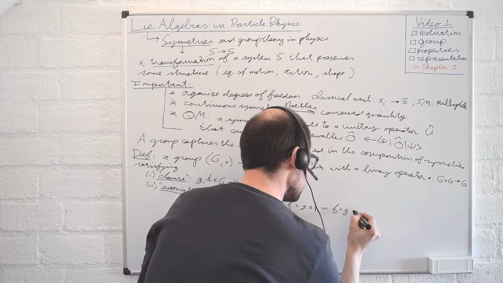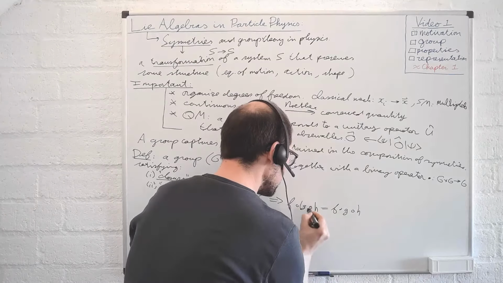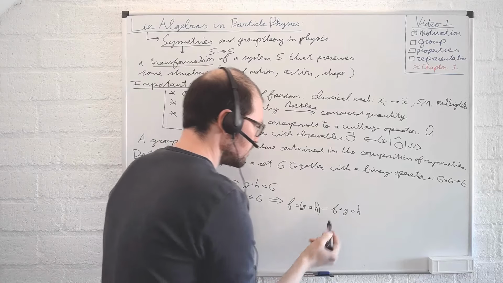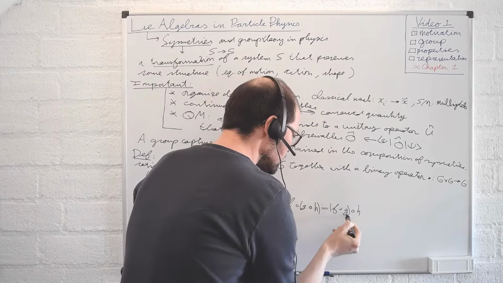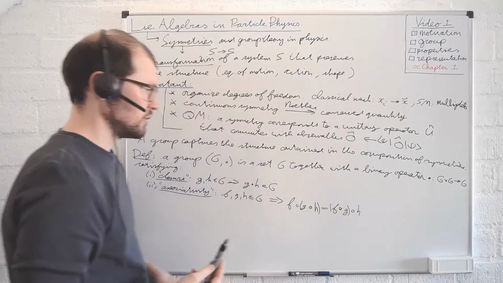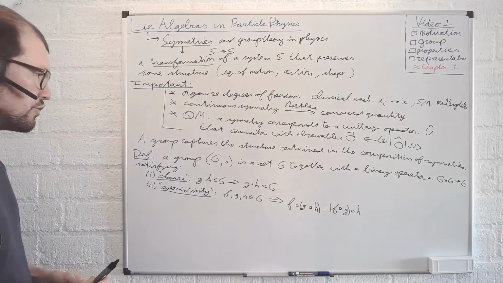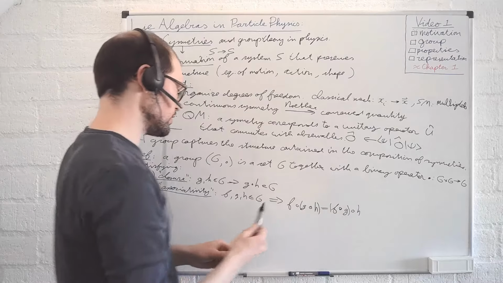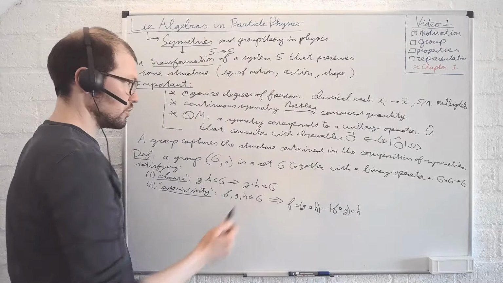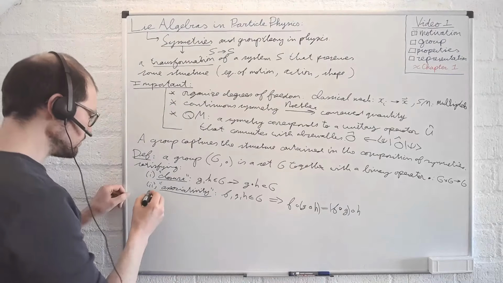So I get F, G, H. I can either first take the composition of G and H and then with F, or I can take the composition of F and G and then with H. If this is satisfied for all elements, then this operation is called associative.